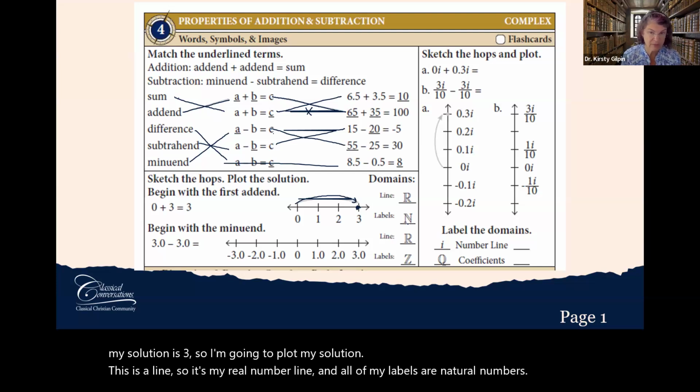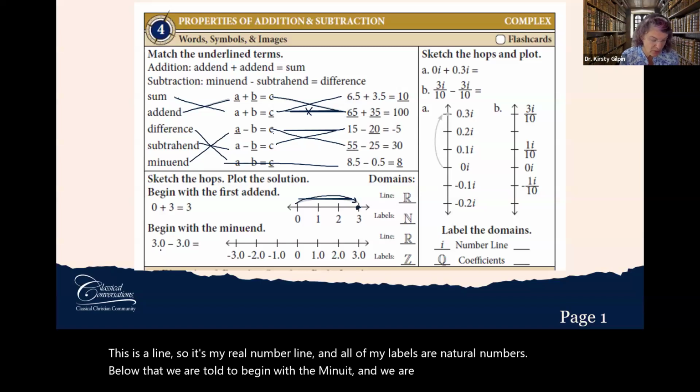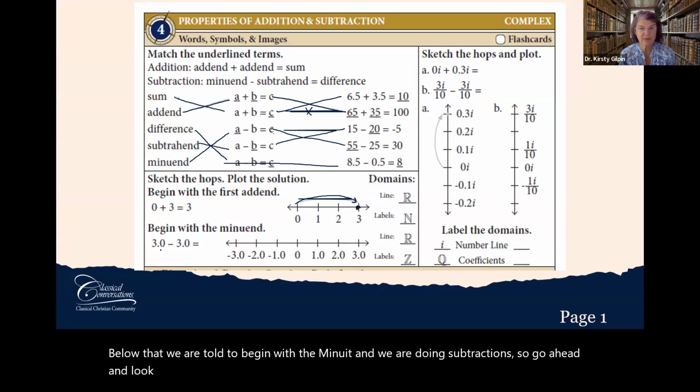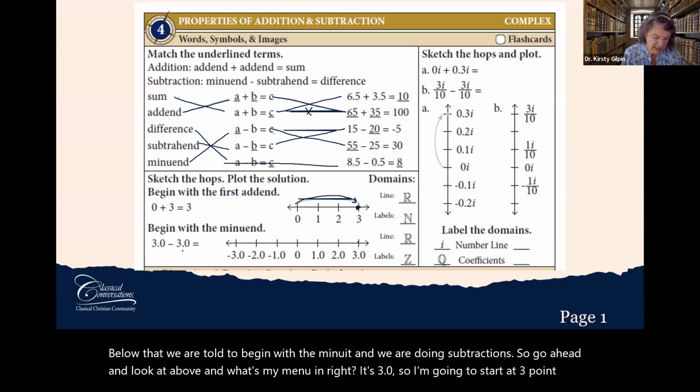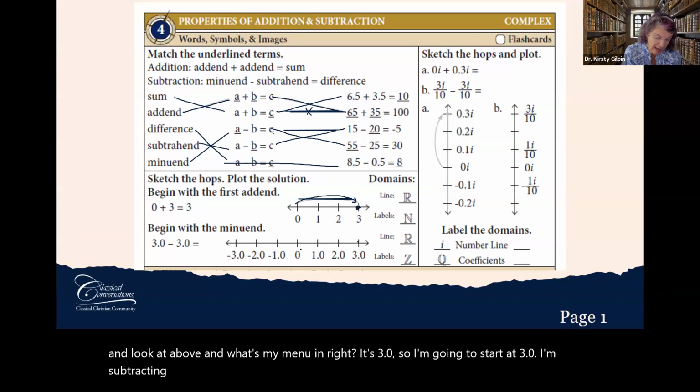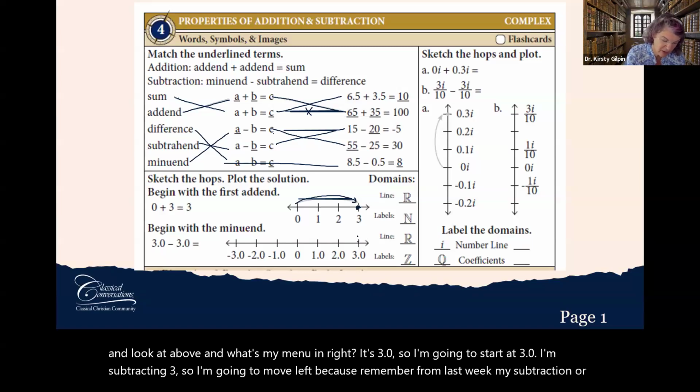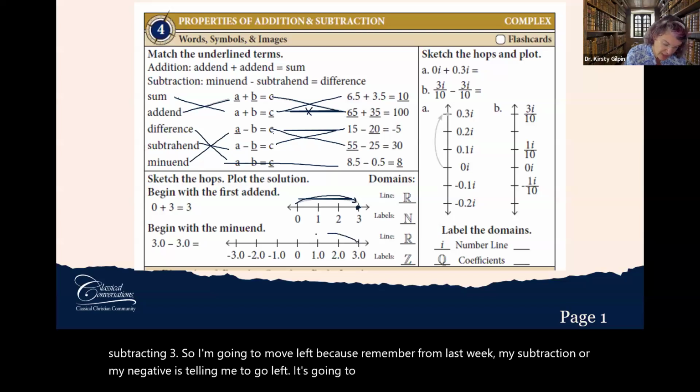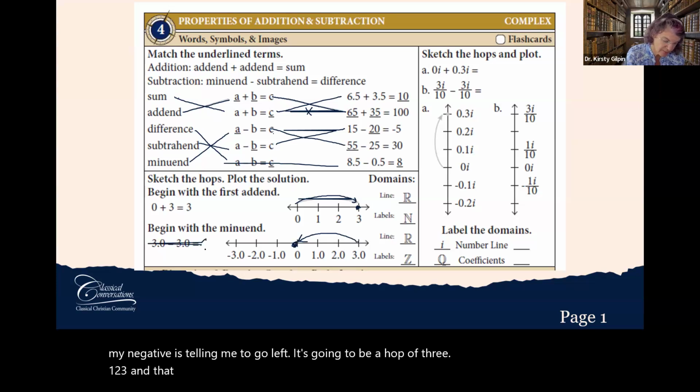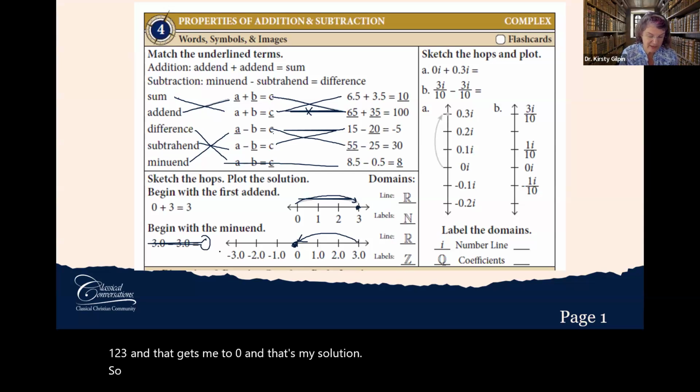Below that, we're told to begin with the minuend, and we're doing subtraction. So go ahead and look at above, and what's my minuend? Right, it's 3.0, so I'm going to start at 3.0. I'm subtracting 3, so I'm going to move left, because remember from last week, my subtraction or my negative is telling me to go left. It's going to be a hop of 3. So 1, 2, 3, and that gets me to 0. And that's my solution. So my line is the real number line. This time I have negative numbers, so my labels are integers.